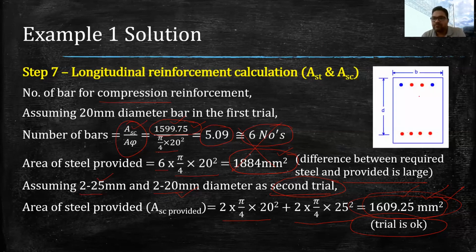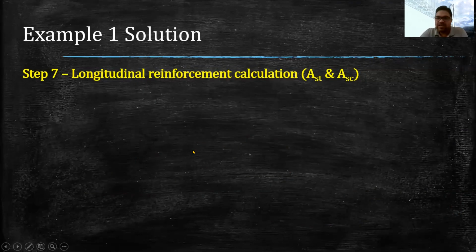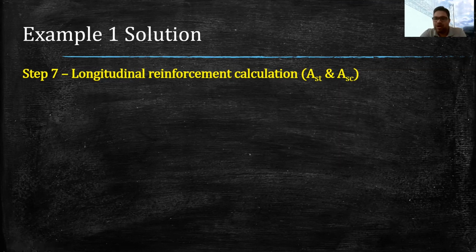In the diagram, you can see these red dots are showing the dia of 20 mm. Similarly, in the compression side, 2 bars of 25 mm. Always the higher dia of bar will be provided on the exterior, on the outer point. That is why I have provided the 25 mm on the outer side and 20 mm on the inner side. Generally, this is how we provide the bars. Now, for the area of reinforcement that we have provided, we will calculate the percentage of steel in tension and in compression.